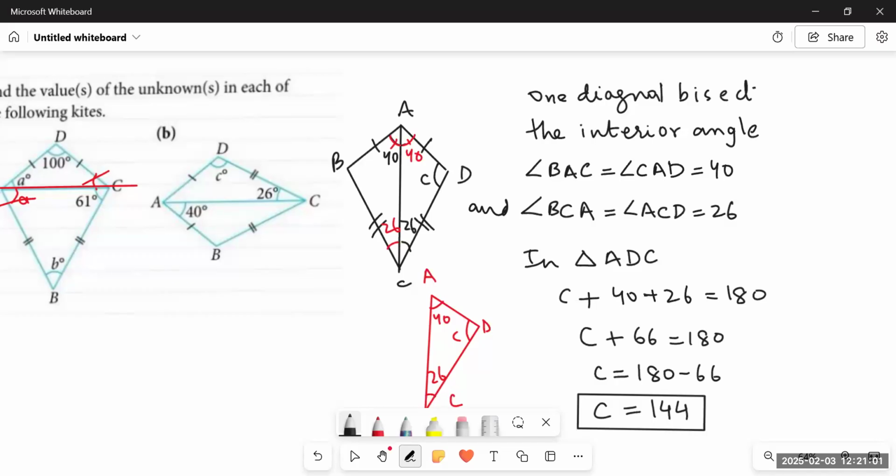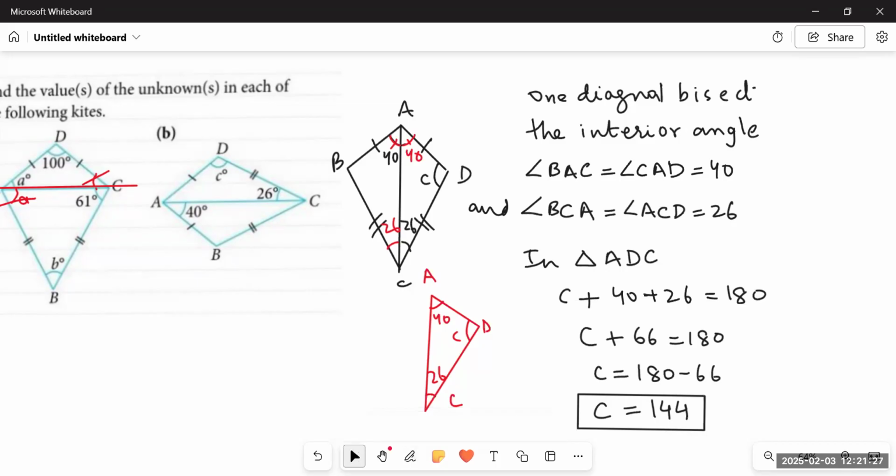So we will write it as one diagonal bisects the interior angles. This diagonal will only bisect the interior angles. You have to keep this in mind. The two kites in front of us are totally different from one another. So we cannot use the same properties for solving these two kites. For the first one, we had used different properties, that is the properties of an isosceles triangle.